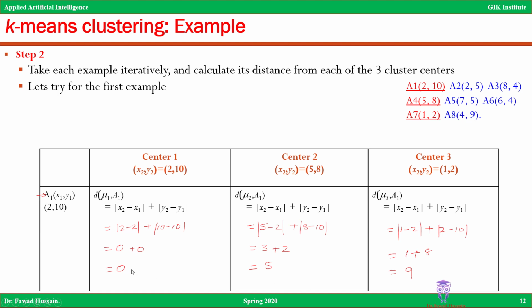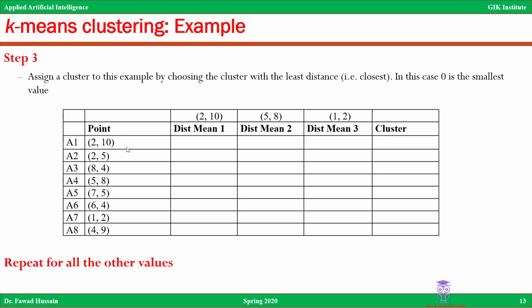So let's remember these values, 0, 5 and 9, and we're going to put it here. So the distance between this is 0, 5 and 9. Now the next thing I need to do, in the third step, is I have to label this A1. So I have to choose the smallest value. Naturally, this is the smallest value. It belongs to C1. So since this belongs to C1, I am saying that A1 belongs to cluster number 1.